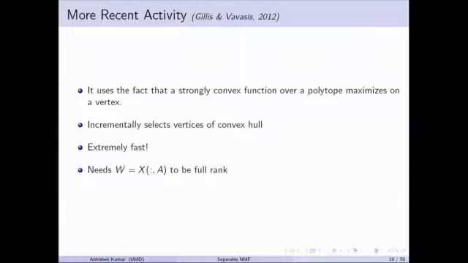Gillis and Vavasis also came up with an approach where they view this problem as recovering the vertices of the convex hull, and they use the property that a strongly convex function over a polytope is maximized at a vertex. So they evaluate this function on all the data points, and they incrementally select the vertices. In each iteration they select one vertex, and the approach is very fast. The one drawback of this approach is that it requires the set of anchors to be linearly independent, so it assumes that the W matrix here is full rank. If it is not full rank, then it will not recover all the anchor columns.